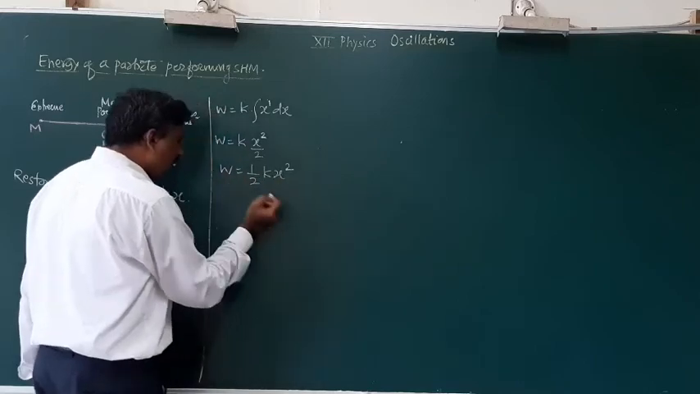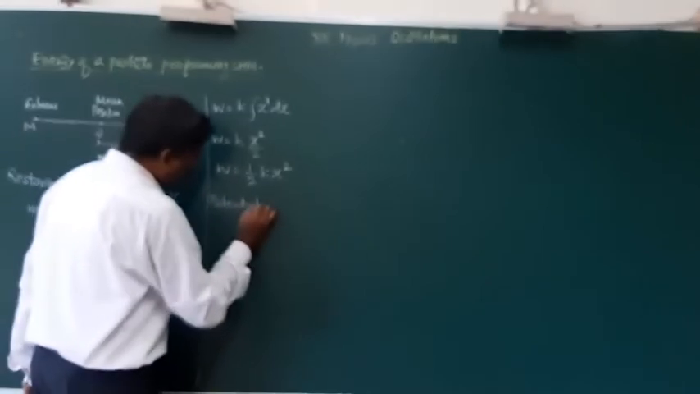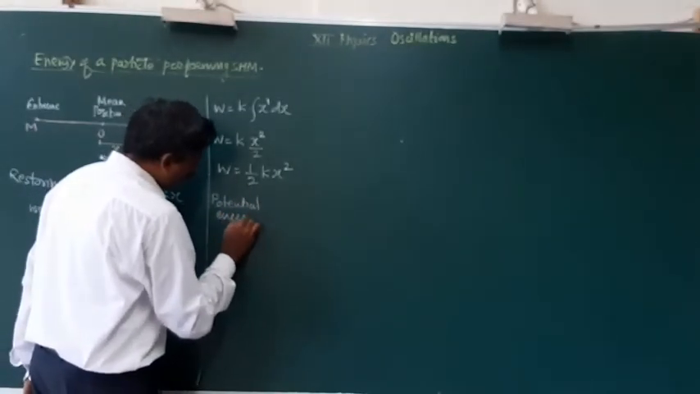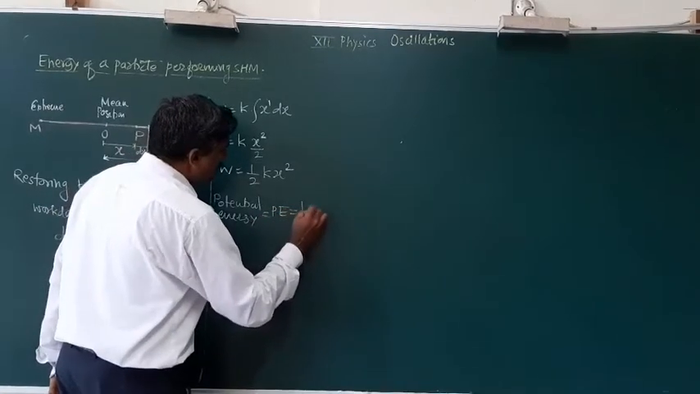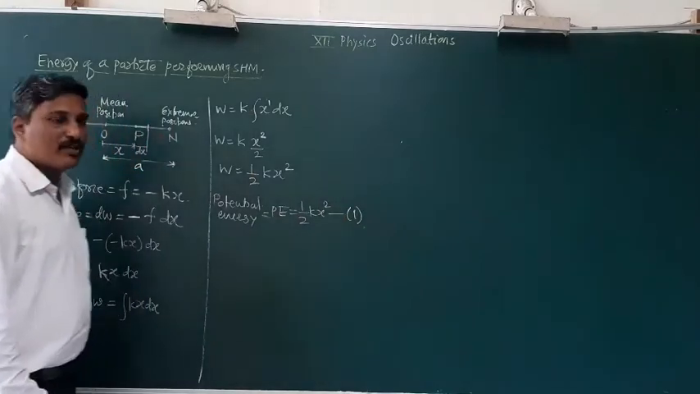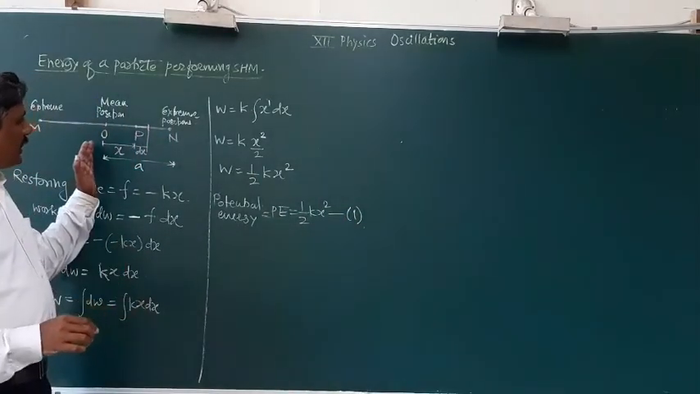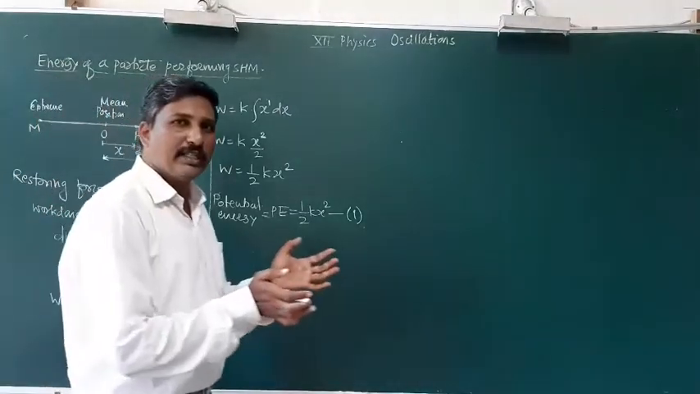That work is stored in the form of potential energy, and that potential energy is half of kx square. This is my first equation. Now we consider the particle performing some displacement, meaning the particle is in motion.